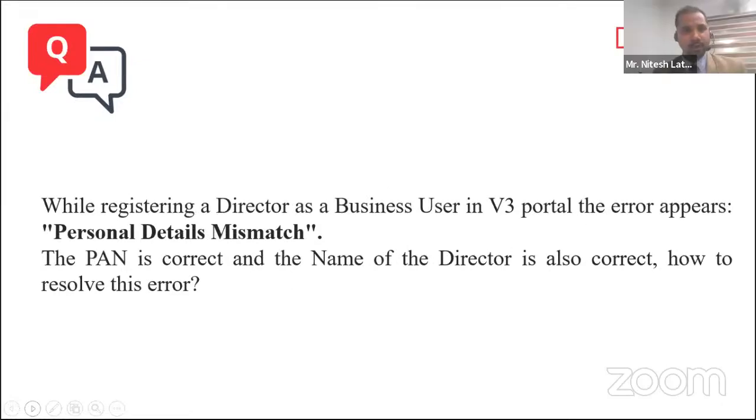So the next query is regarding the registration of a director as a business user on the new portal. There appears a personal details mismatch. Whenever he puts in his PAN and other details, all things are correct. But once it goes for registration with the V3 portal, a message appears regarding personal details mismatch.